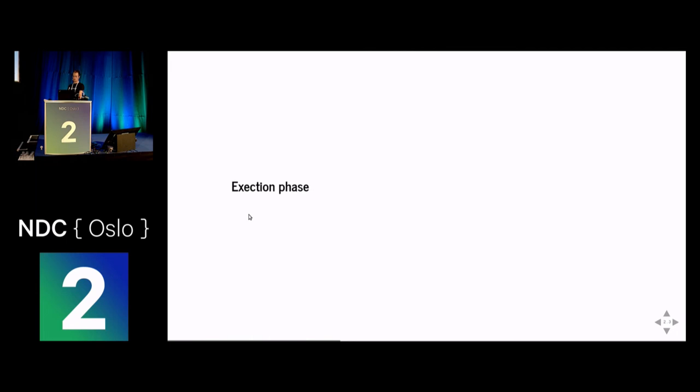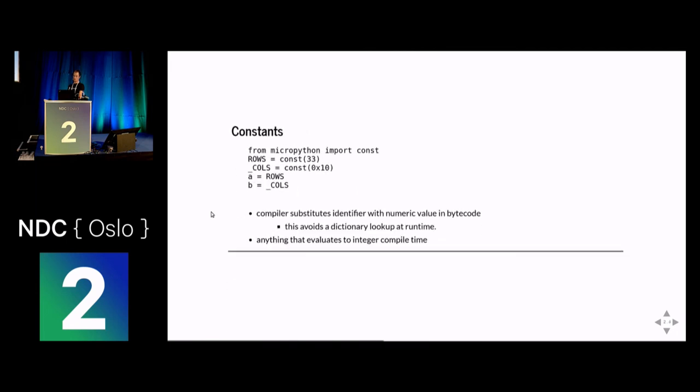In the execution phase, what you can do is define constant types. What that does is, as it compiles, it substitutes the reference with the actual value itself. This helps to save some RAM. And this works for any value that can be represented with a numeric value in the bytecode.